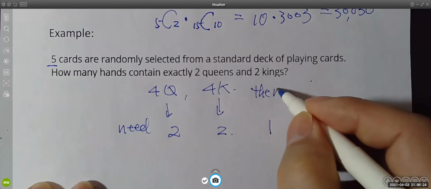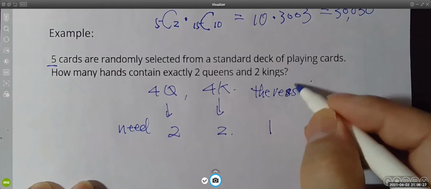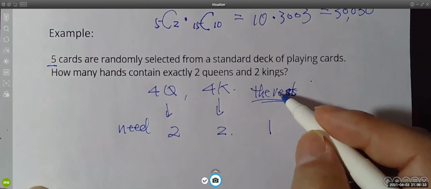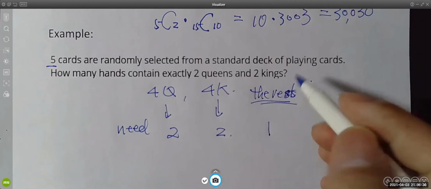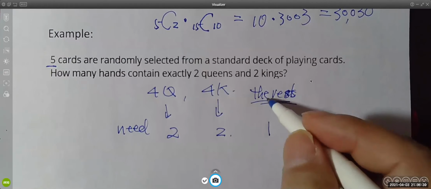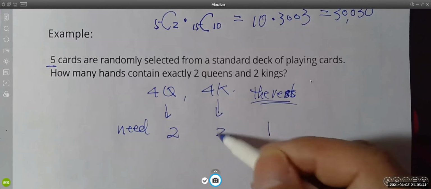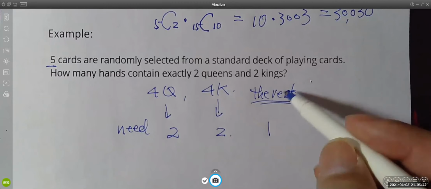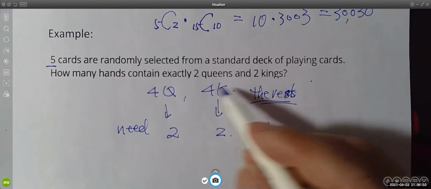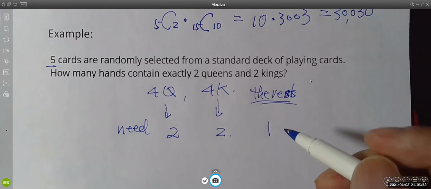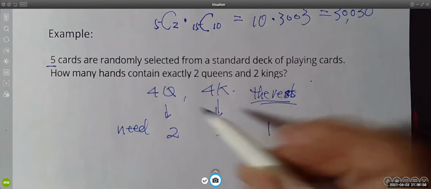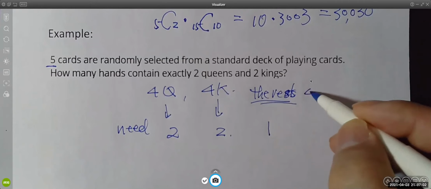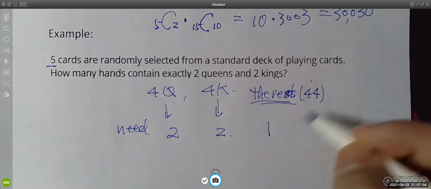And the most challenging part of this problem is this part, the rest, because the rest cannot contain any queens or any kings. If it does, the card you select happens to be one of those, and you will destroy the structure that you already finished. You have to have exactly 2 kings and 2 queens. As a result, the rest cannot have any queens or kings in it before you select this one. How do we do that? Remove these cards from the deck, 8 of them in total. So 52 minus 8, that's only 44 cards left. Make sure you select this one from these 44.